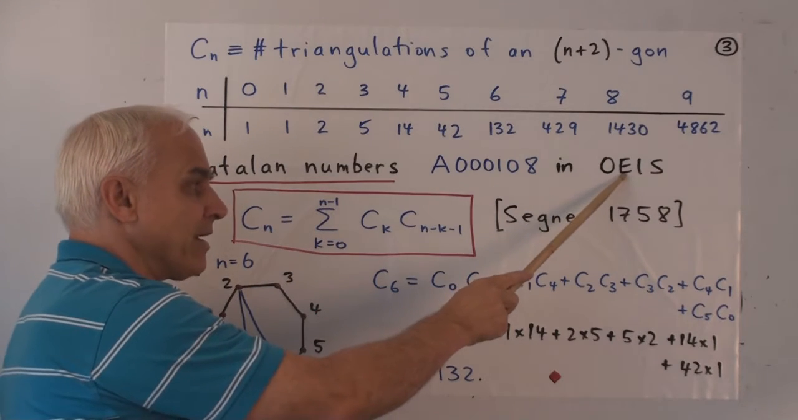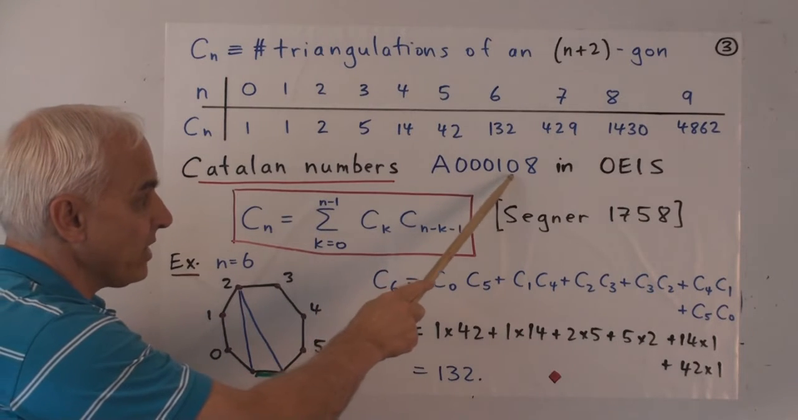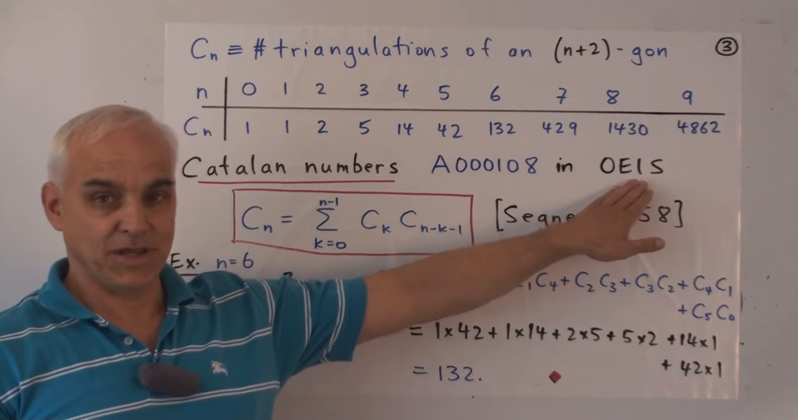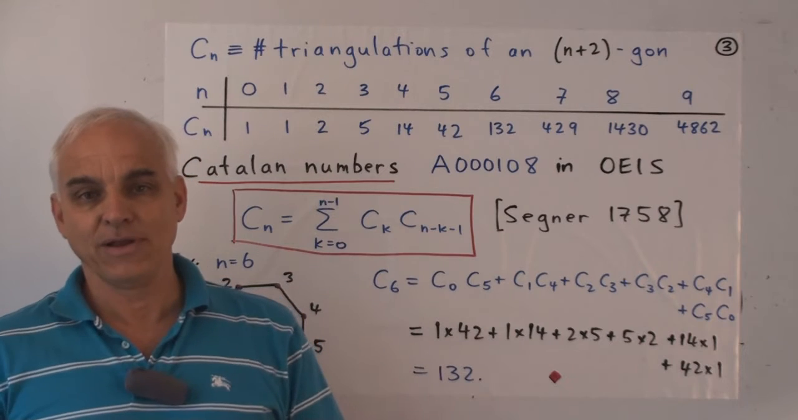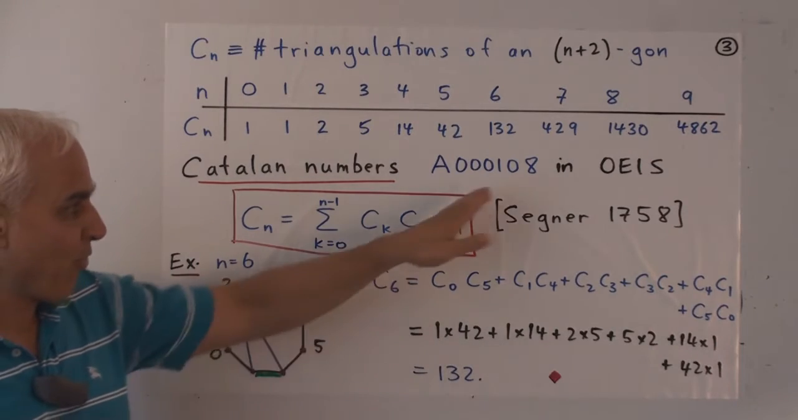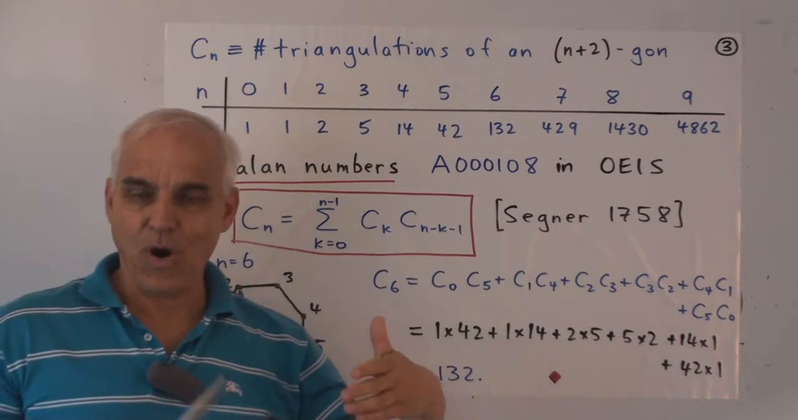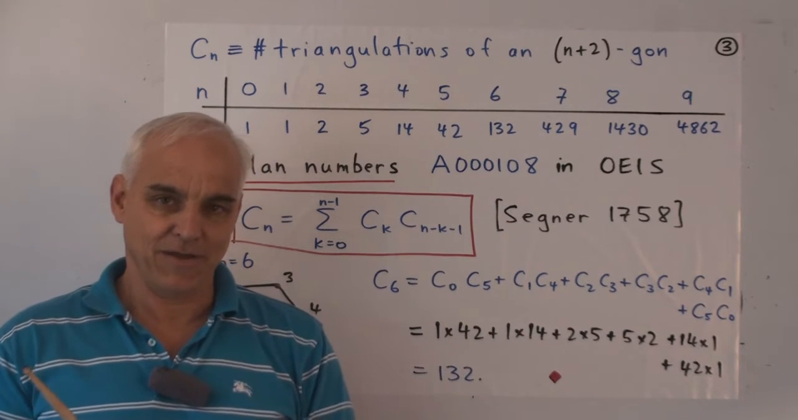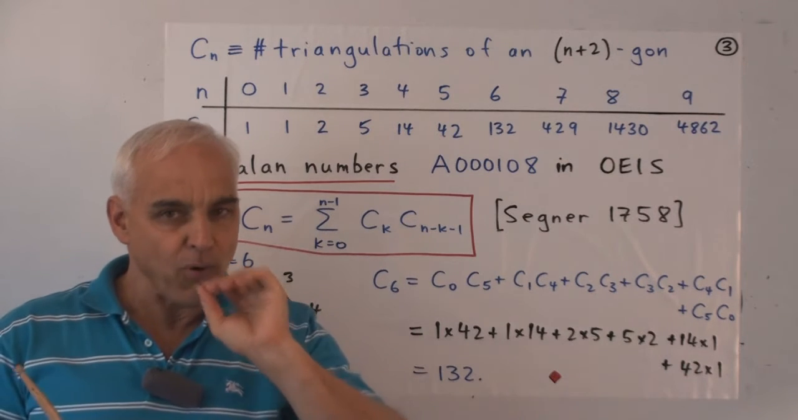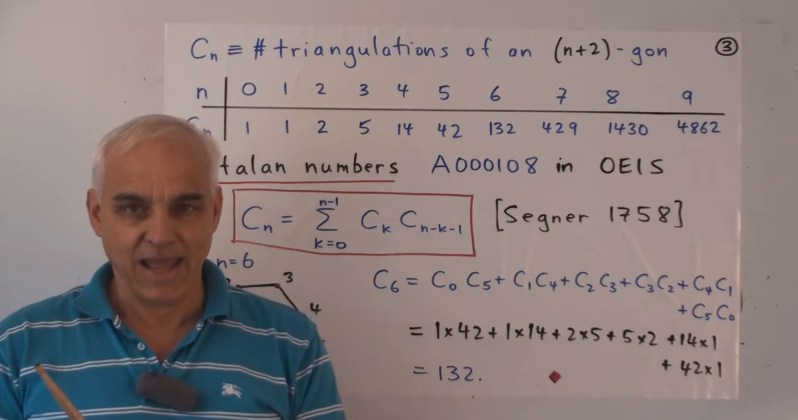In Sloan's online encyclopedia of integer sequences, it's the sequence A000108. Sloan's online encyclopedia of integer sequences is a fabulous tool and resource for mathematicians that I've talked about in my other series, and it's well worth checking out. And this particular sequence is probably the one that has the most description of all the sequences in Sloan's encyclopedia. It's a measure of the importance and the universality of this particular sequence of numbers, the Catalan numbers.